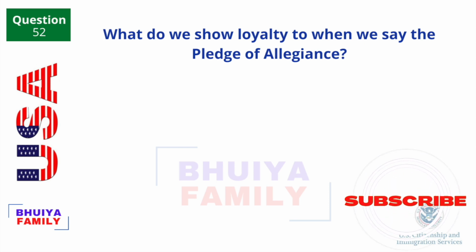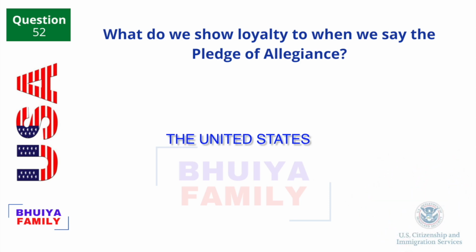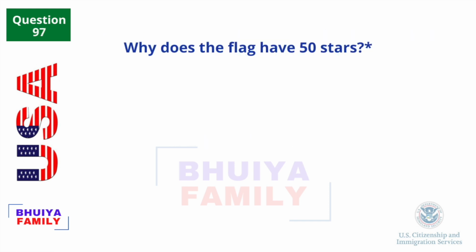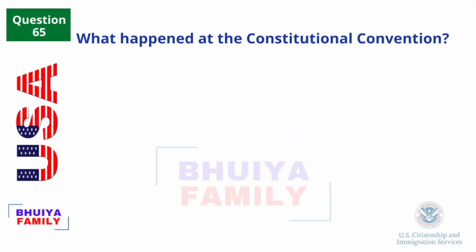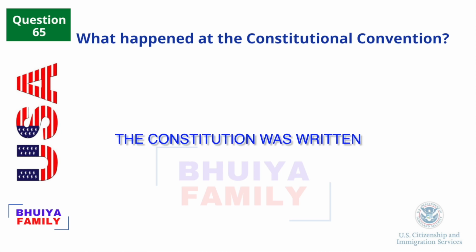What do we show loyalty to when we say the Pledge of Allegiance? The United States. Why does the flag have 50 stars? Because there are 50 states. What happened at the Constitutional Convention? The Constitution was written.